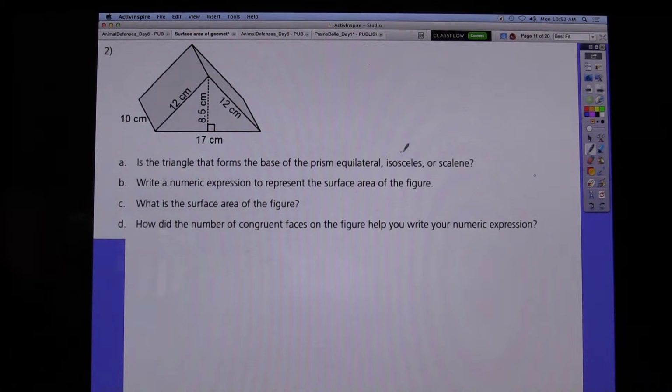Isosceles means that two sides are congruent, and that's what this is. This is an isosceles triangle because we have this side that's 12 centimeters, we have this side that's 12 centimeters, so we have two sides that are congruent, so it's isosceles. And just to mention scalene since it's here, scalene means that all the side lengths are different.